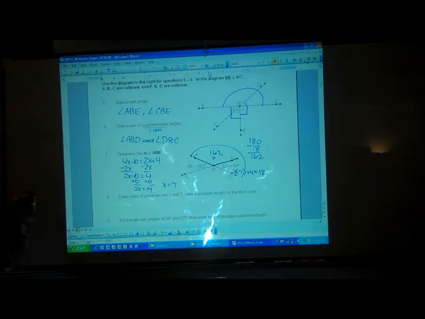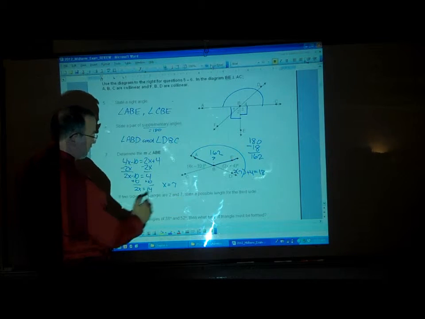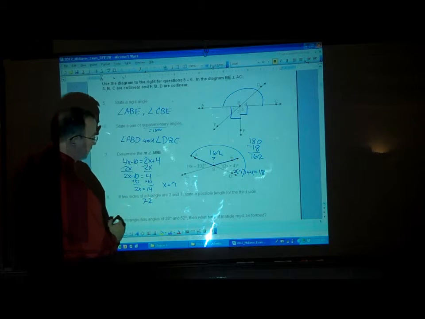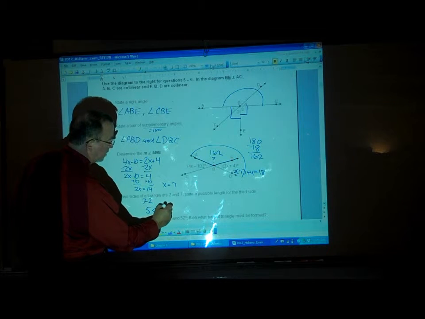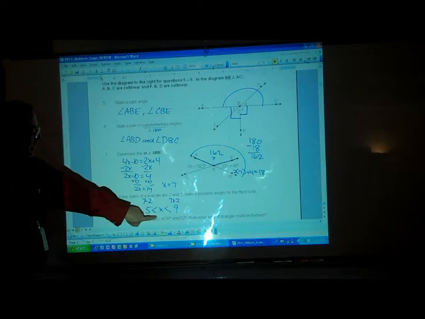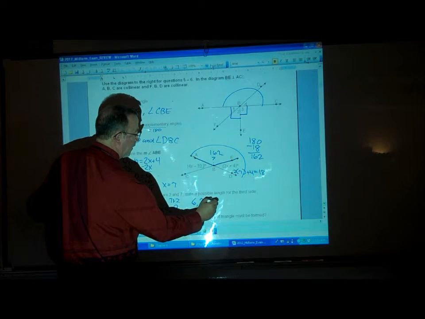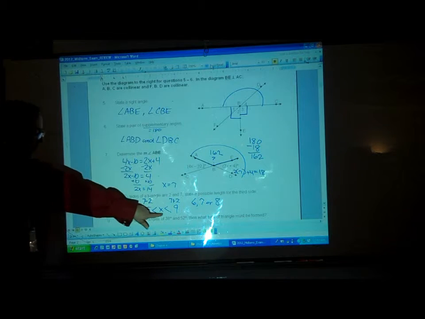That is number 7. Number 8, it says if two sides of a triangle are 2 and 7, state a possible length for the third side. We know that two of them are 2 and 7. What we need to do is find the range for this third side. To find the lower end of the range, we subtract. 7 minus 2 is 5. That's going to be less than x, which is going to be less than 7 plus 2, which is 9. So 6, 7, or 8 would all work for the third side. Any of those would work, because x has to fall between the 5 and the 9.